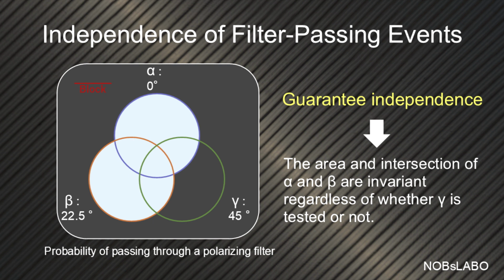If a gamma filter is sandwiched in front of an alpha or a beta filter, for example, then one photon will pass through the gamma and alpha or beta filters, so it doesn't matter if the gamma test changes the results.